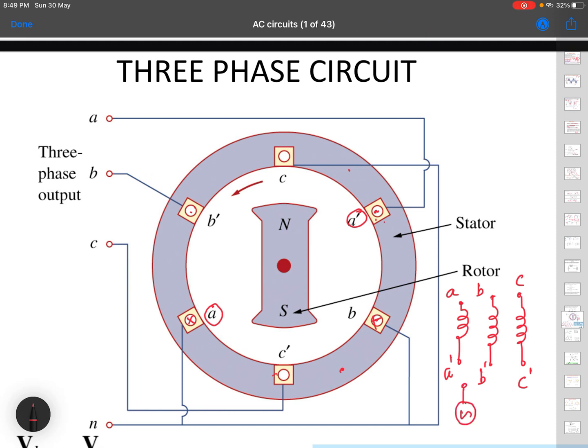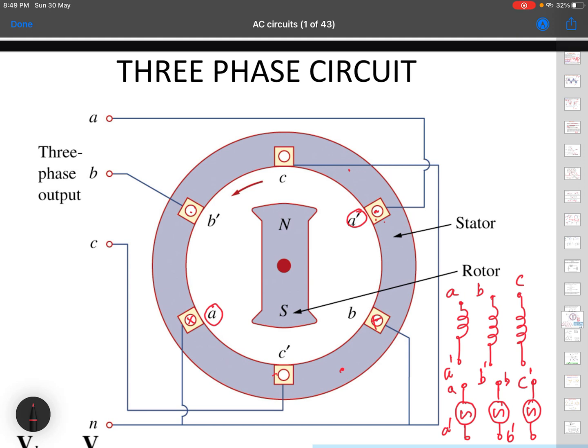It is a changing magnetic field. So this is A and A dash, and this is one voltage source. Similarly, the same coil can be represented as another voltage source, B and B dash, and C and C dash. These voltage sources are essentially coils in which EMFs are generated because of changing magnetic fields.